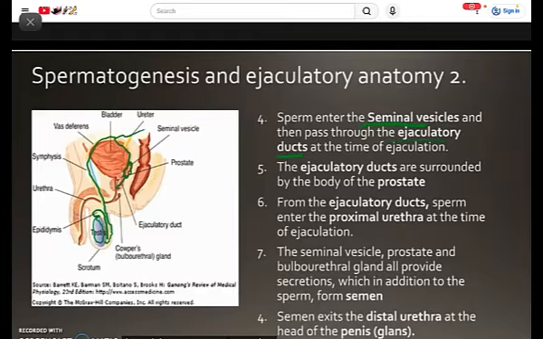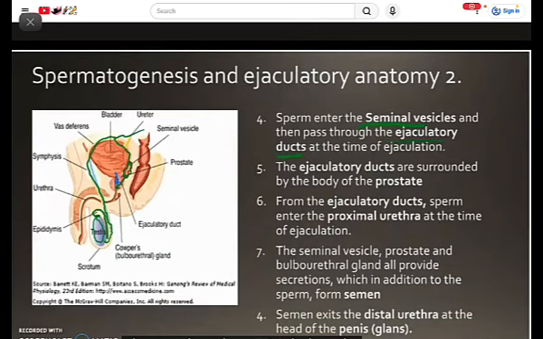proximal urethra, which is very, very close to where the urine is going to start to come into the urethra as well. So at that point, you're going to be able to have the sperm or the urine going through into the urethra and then out the same direction. From these ejaculatory ducts, sperm are now going to enter the proximal urethra.